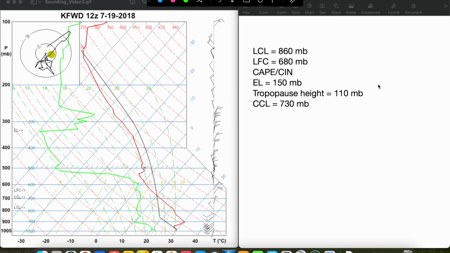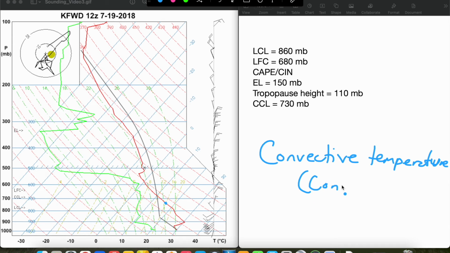Now, from the CCL, we can determine the convective temperature. I've talked about the convective temperature a little bit in some of my forecasting videos before, and there's really no great abbreviation for this, either ConvT, or you can do kind of T sub C. But the convective temperature is the lowest temperature to which air near the surface must be heated in order to become buoyant, or in other words, rise on its own.